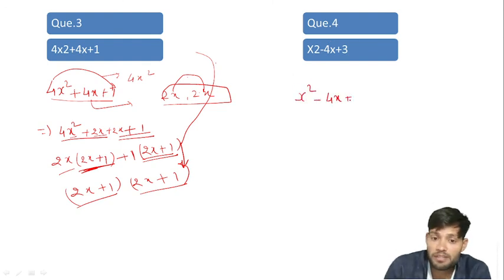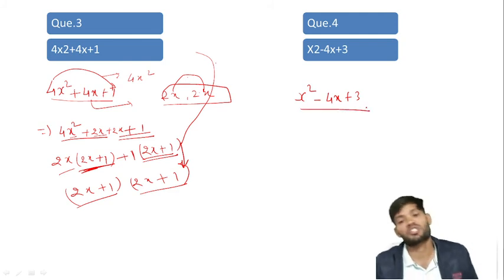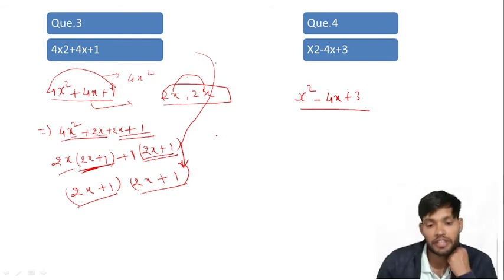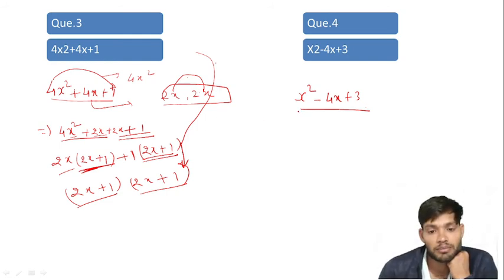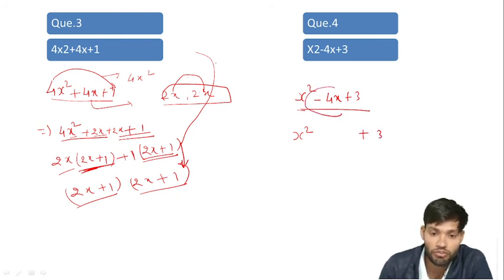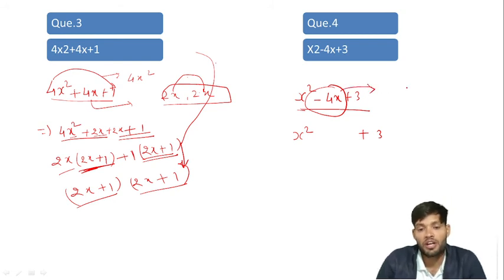Again, another question is x square minus 4x plus 3. This is another expression we have to solve. Now what numbers can we take as factors of this expression? Here we have to write x square and 3 as it is. Now the game of these numbers gives the solution.